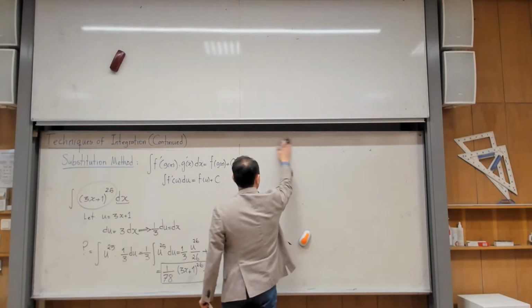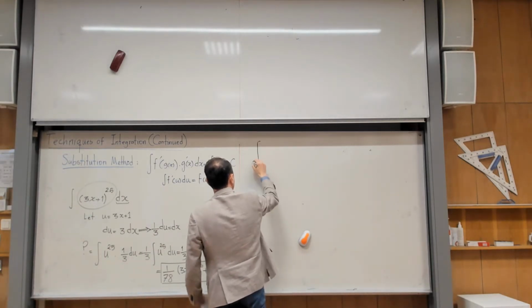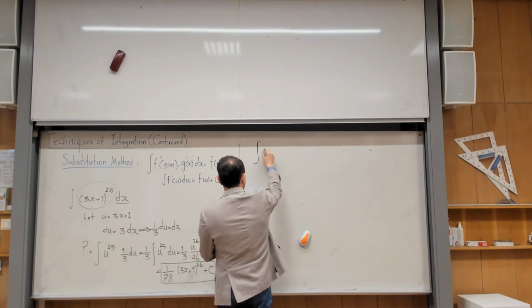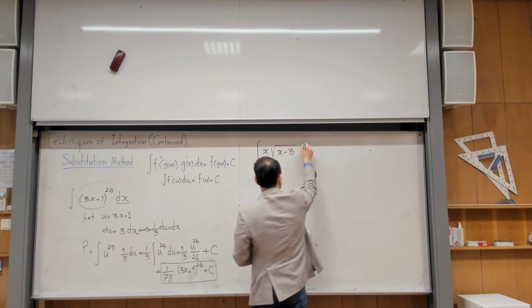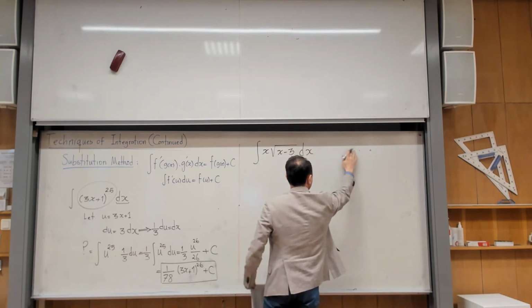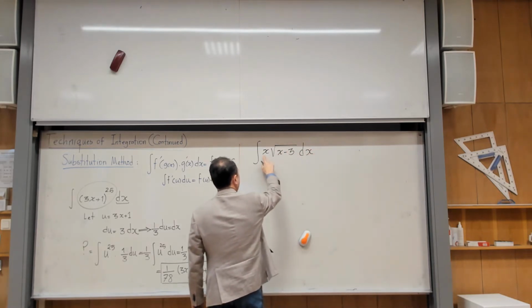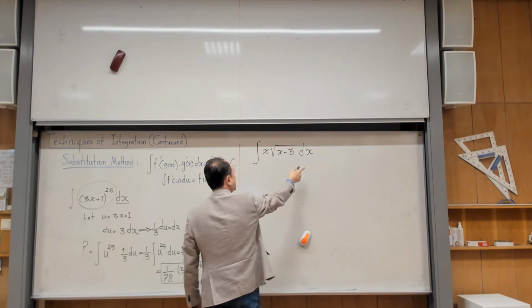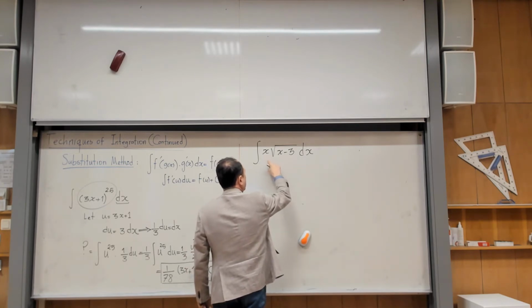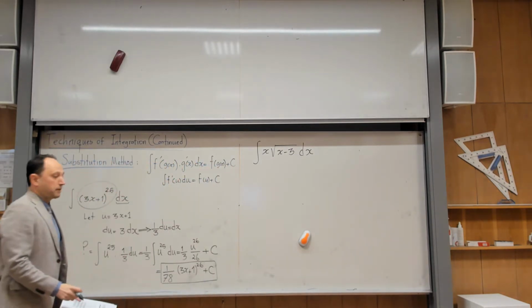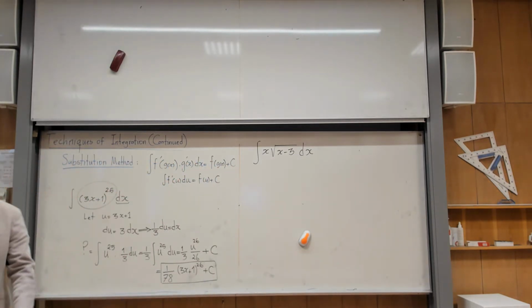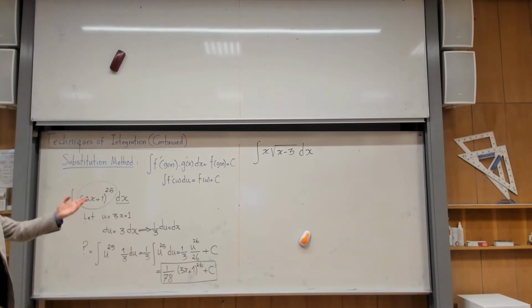You want to find this integral: the integral of x times the square root of x minus 3 dx. So I am asking you to give me all functions whose derivatives are equal to this. Do you have any idea? I want you to understand that in Math 4, we couldn't solve this problem. Yes?